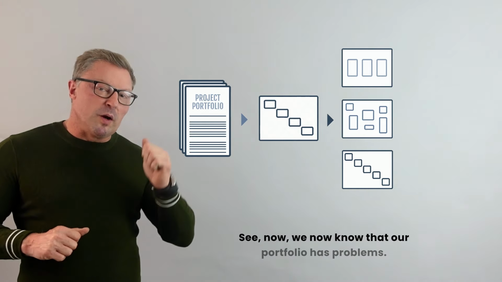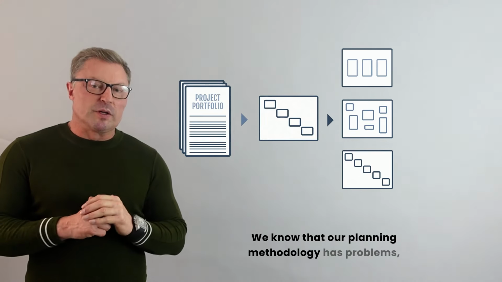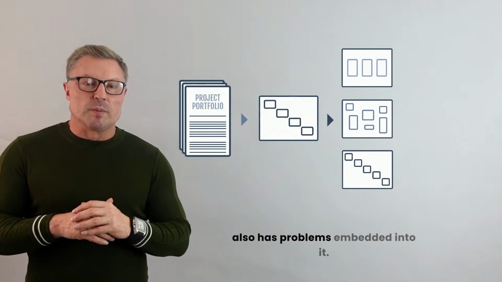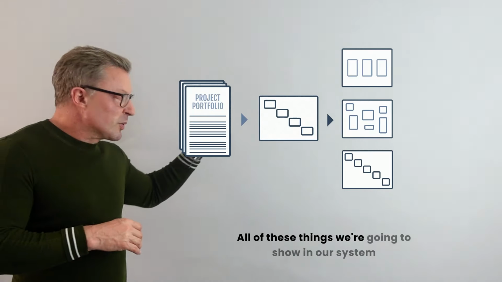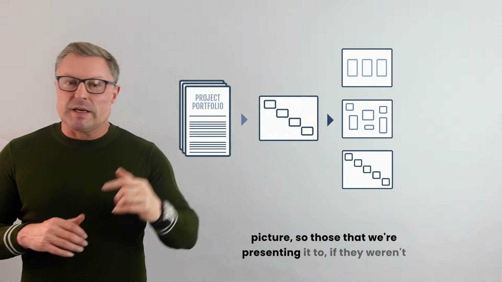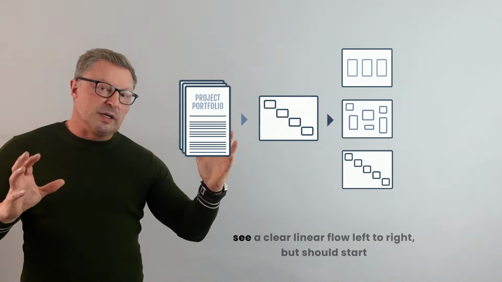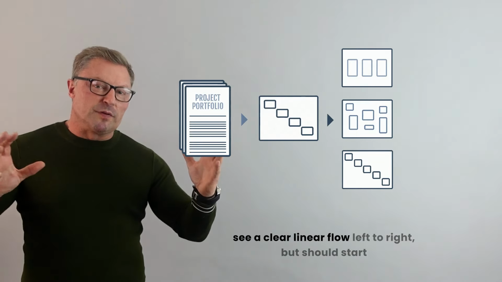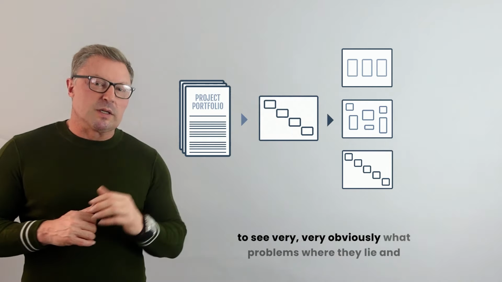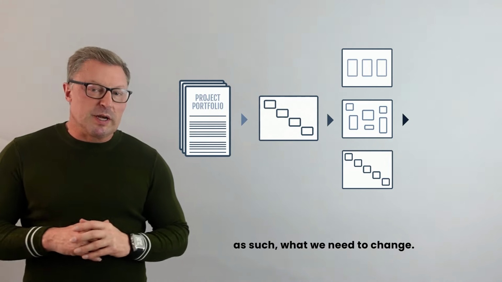So we now know that our portfolio has problems, we know that our planning methodology has problems, and we know that our ways of working also has problems embedded into it. All of these things we're going to show in our system picture. So those that we're presenting it to, if they weren't involved in the construction of it, should start to not only see a clear linear flow left to right, but should start to see very, very obviously what problems, where they lie, and as such what we need to change.